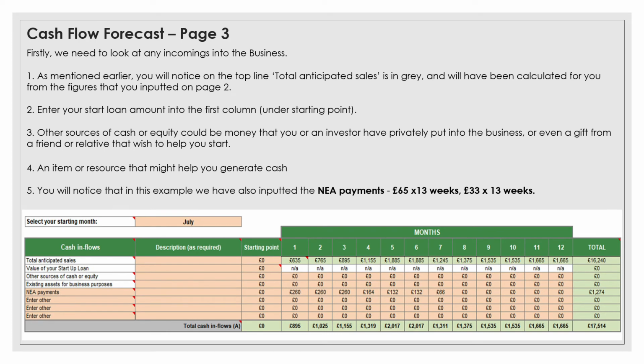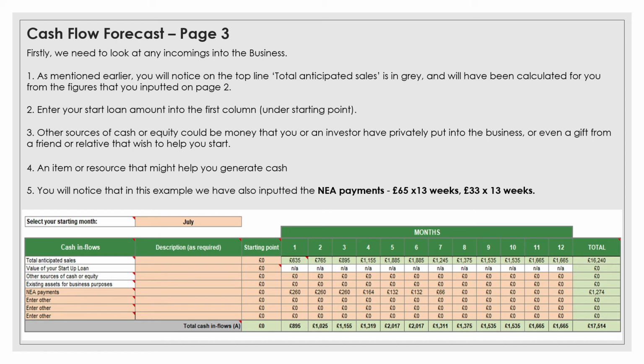At the top of page 3, firstly we need to look at any incomings into the business. As mentioned earlier, you will notice on the first line where it says total anticipated sales, this is in grey, and this will automatically be calculated for you from the figures that you inputted on page 2.